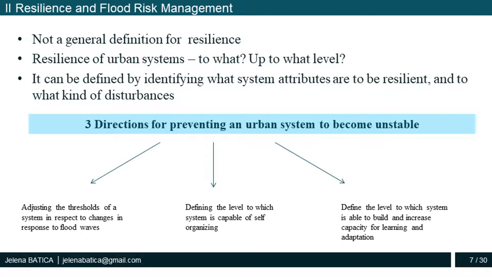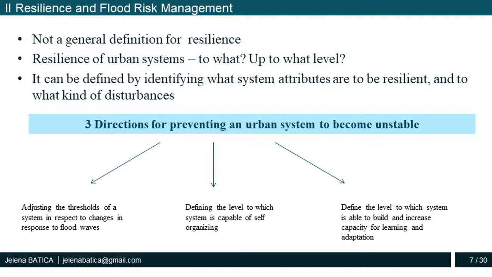So this can be defined by identifying what system attributes need to be resilient in order to have the overall resilience of the system. So there are three directions for preventing an urban system to become unstable. Actually, three directions of preventing city from becoming non-operational, so not providing any function and any service to the population. So first, we need to adjust the thresholds of a system in respect to changes in response to flood waves. Then define the level to which system is capable of self-organization.